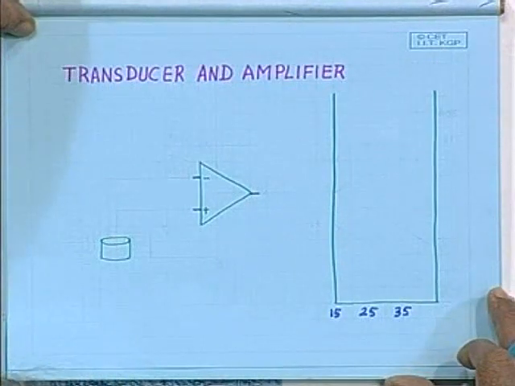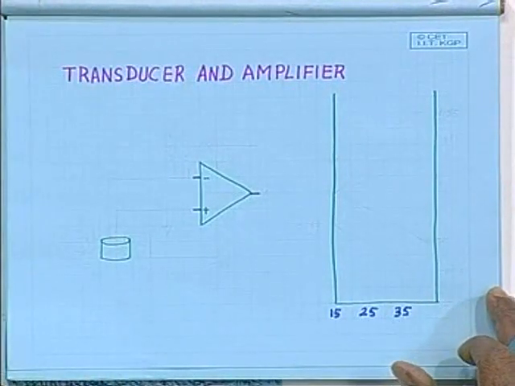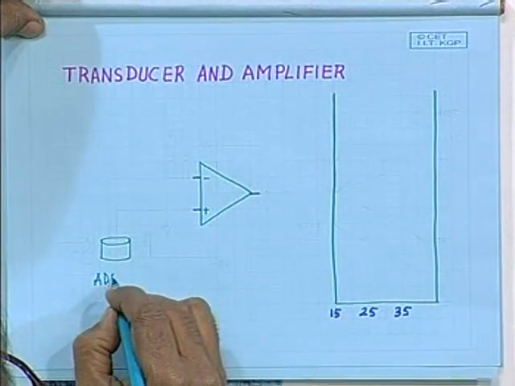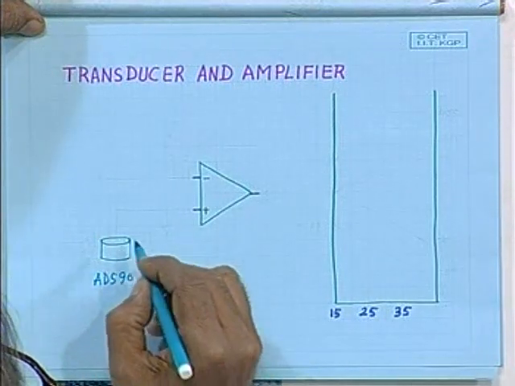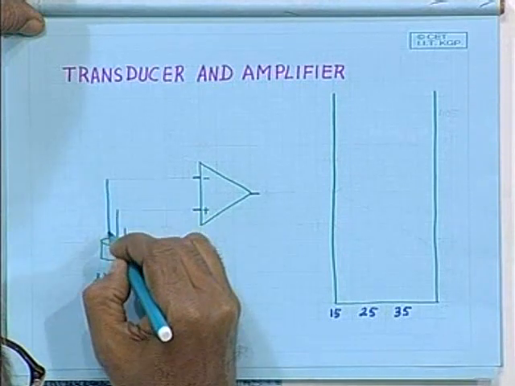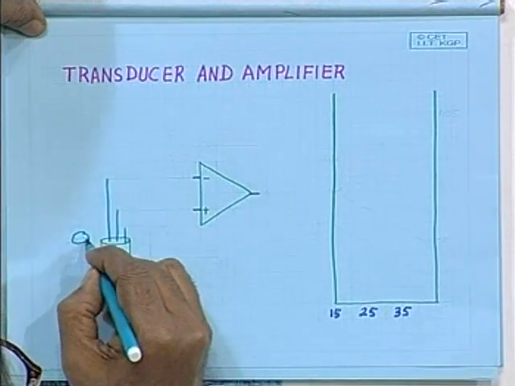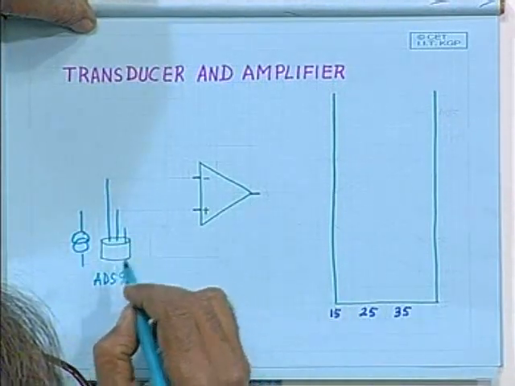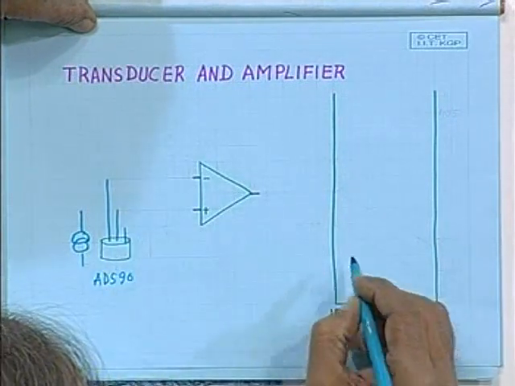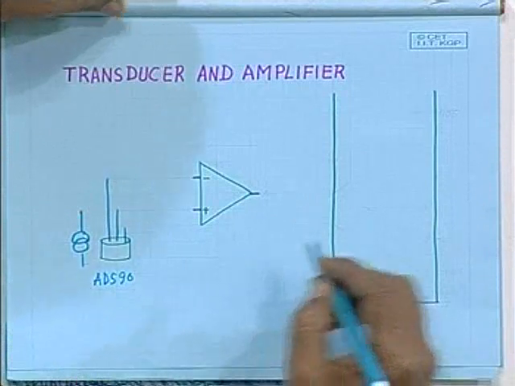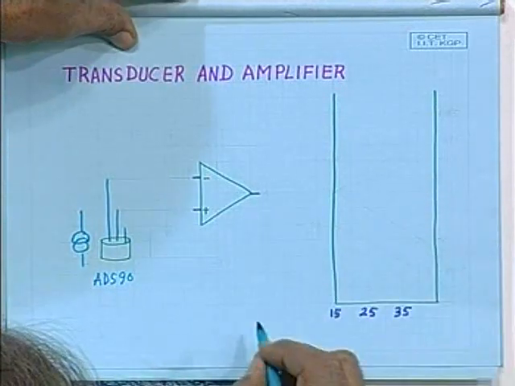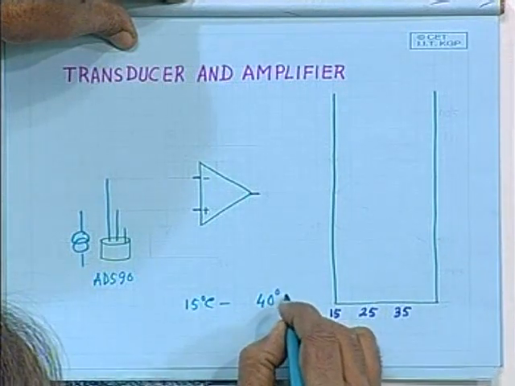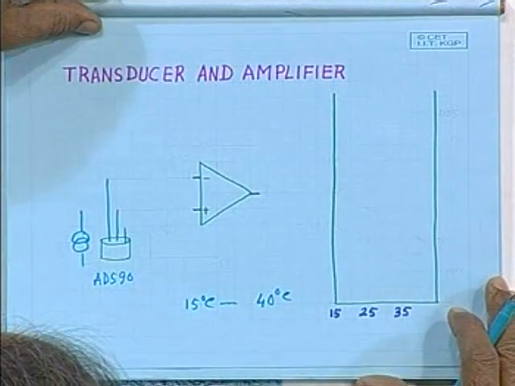The transducer that we are using is essentially an AD590. This is an IC temperature transducer. It has got three terminals, which is equivalent to a constant current source, as you know. And this transducer will generate, in the temperature range that we are interested in, say 15 degree centigrade to maybe 40 degree centigrade. This is the range over which we want to measure the temperature.